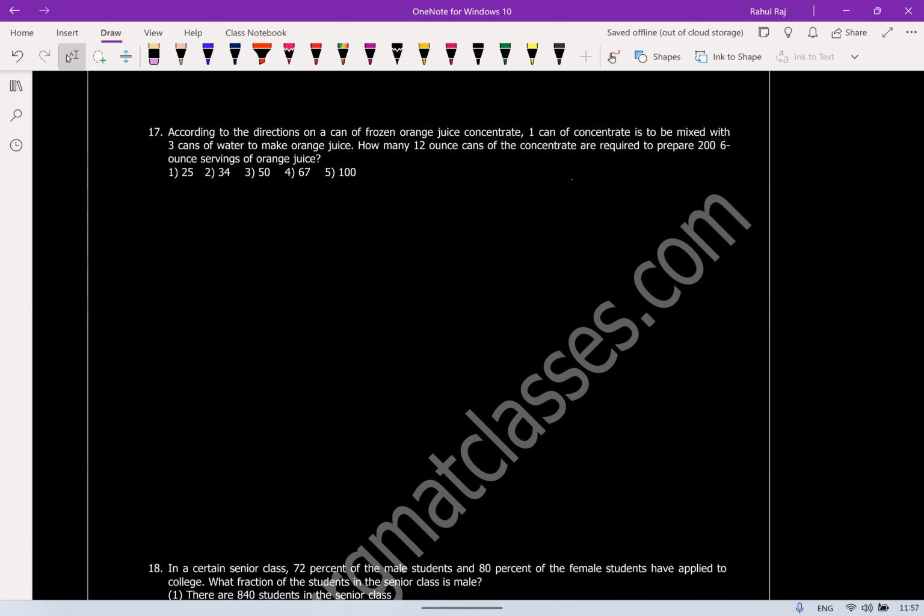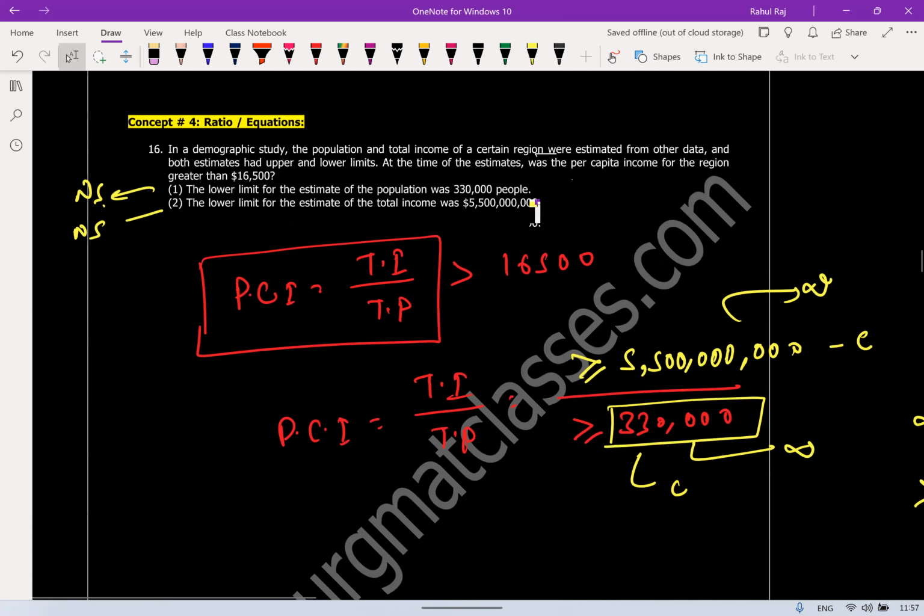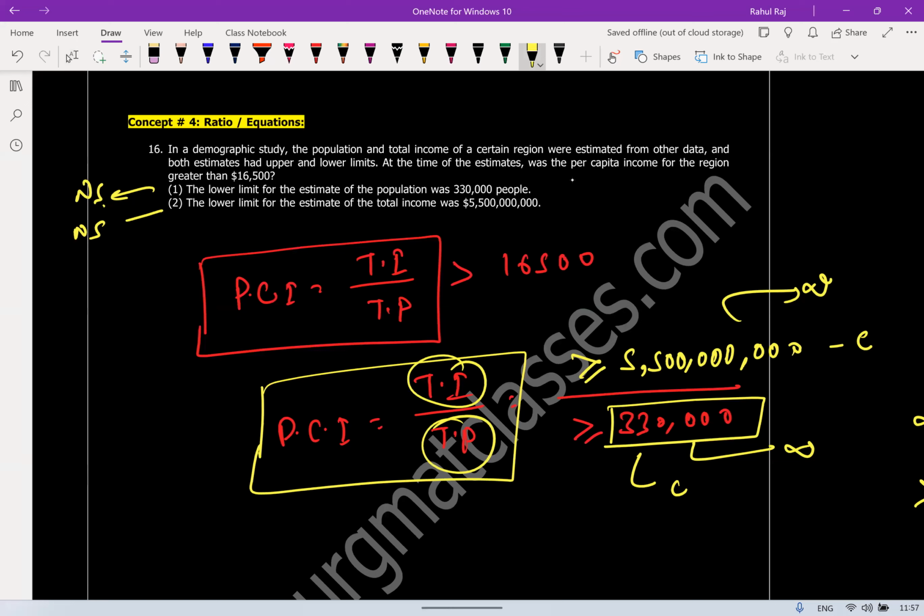Rahul asks: for the previous one, if they had given the higher limit, would we be able to solve instead of the lower limit? No. Please understand, per capita income means total income by total population. This total income should be given to you, and total population should be given to you. If they are telling you the way to calculate total income, the total income is nothing but upper limit minus lower limit, which is crap, technically. You will only be able to calculate per capita income when total income and total population are given to you.